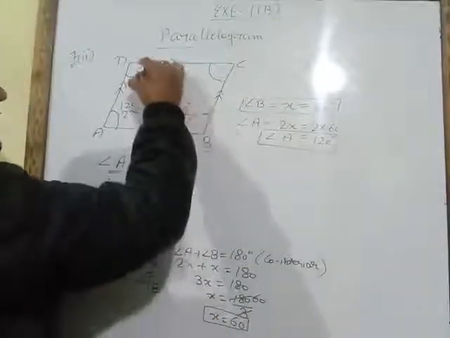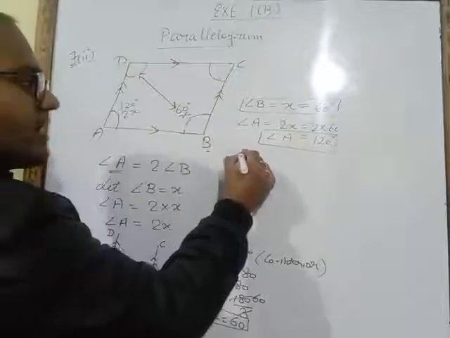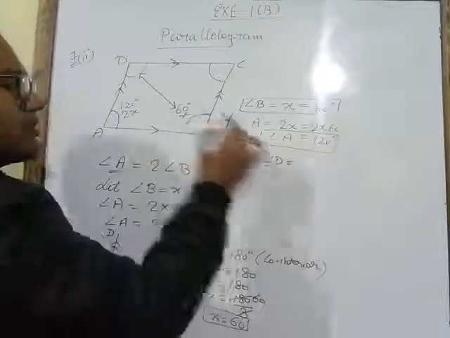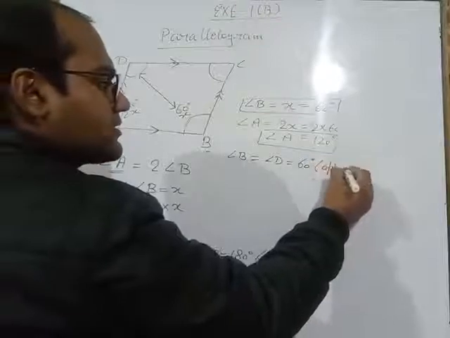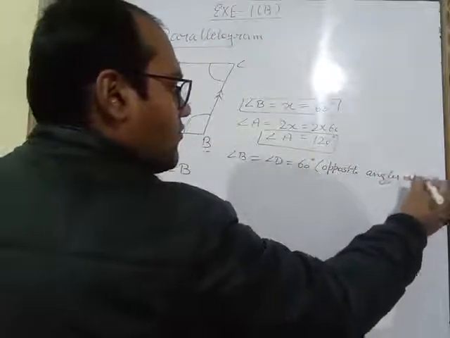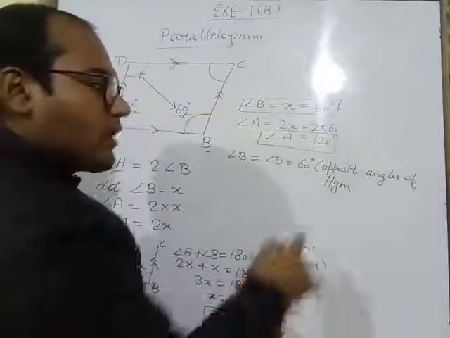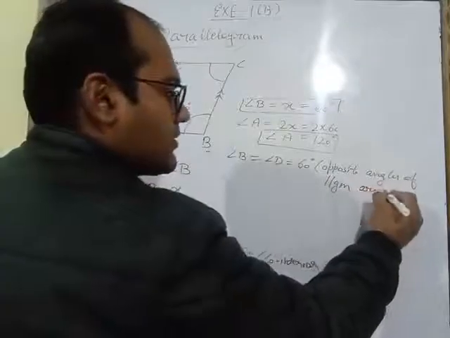So these two are opposite angles, angle B and angle D. So the value of angle B and angle D are equal, and both will be 60 degree because the property is opposite angles of a parallelogram are equal. This is the short form to write parallelogram: parallel sign gm.